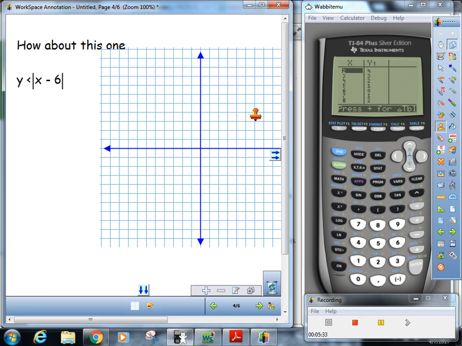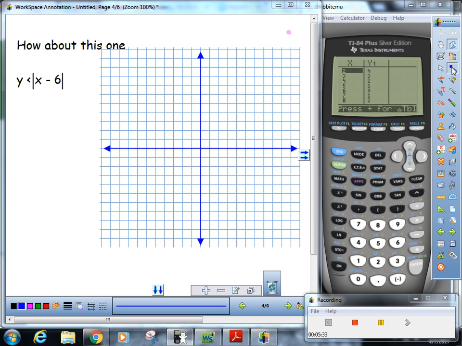Okay, so the point (2, 4). The point (3, 3). (4, 2). I can see the pattern now. But at (6, 0), the pattern changes because of the absolute value. And obviously, this number right here has a lot to do with where that V ends up being. It's your intercept. Now, this is again going to be dashed.